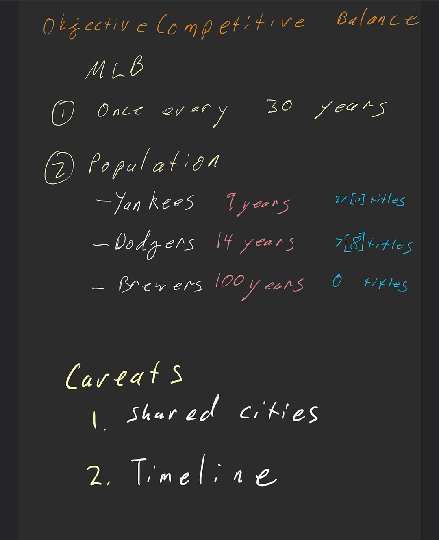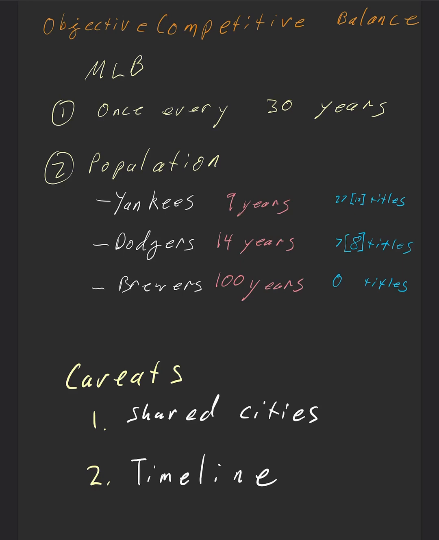If we saw that, teams like the Yankees, based on being in New York City, would win every 9 years. The Dodgers every 14, and the Brewers, who are in the smallest MLB market, would win one every 100 years. In reality, though, we see that we've got 27 titles for the Yankees in the last 100 years, which if they won every 9 years would be about 12 titles during that time period. So they're at more than double their rate there. And the Dodgers, who actually have 7 titles, would have won 8 during that time period. And the Brewers in the last 100 years haven't won, so they are slightly off the pace there as well.